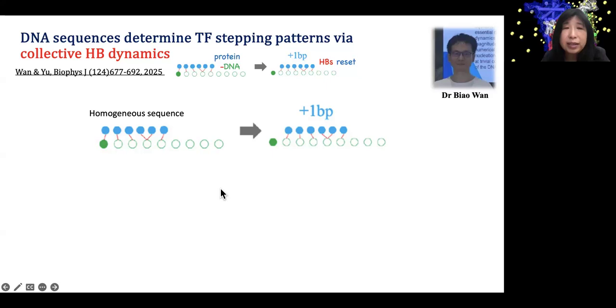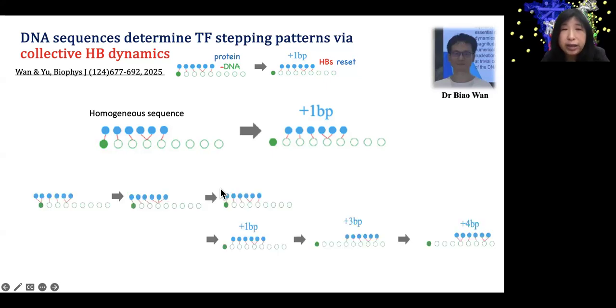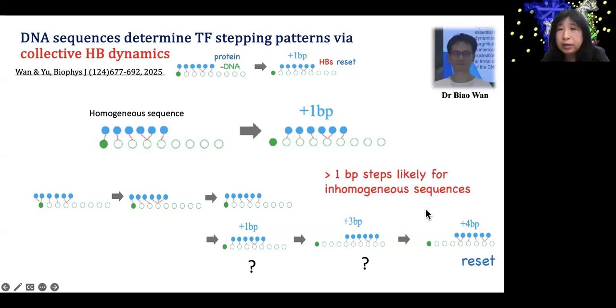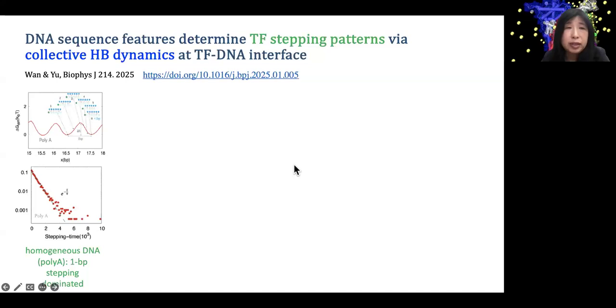Things won't be that easy to tell on inhomogeneous or random sequences, because if they move one base pair distance of whole movement, you may see the pattern doesn't recover, or maybe after three base pairs it still doesn't recover until the fourth base pair. In this case, they recover the pattern. So we see that this one step actually spans four base pair distance. So we have more statistics on that.